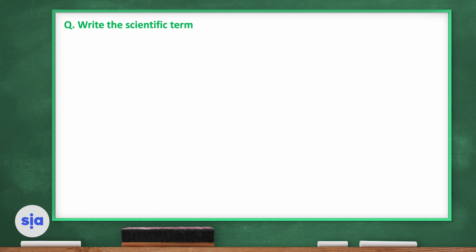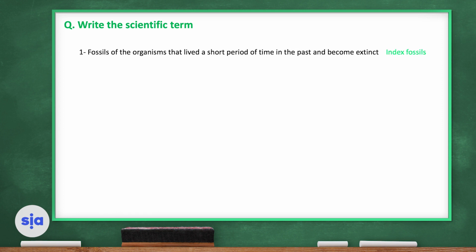Now it's time for questions. Write the scientific term. Fossils of the organisms that lived a short period of time in the past and become extinct now. Yes, it's called index fossils. What about organisms evolved from simple to complicated higher forms? We call this evolution.